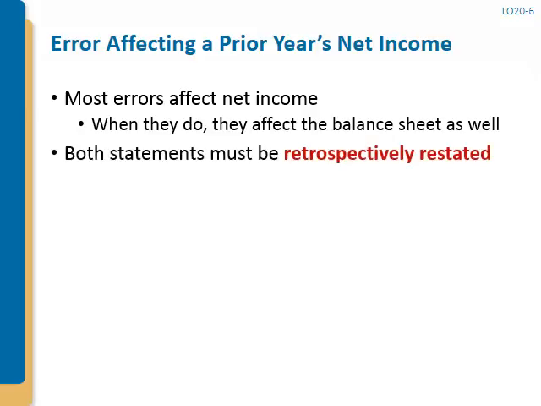Most errors affect net income in some way. When they do, they affect the balance sheet as well. Both statements must be retrospectively restated. The statement of cash flows sometimes is affected too. As with any error, all incorrect account balances must be corrected. Because these errors affect income, one of the balances that will require correction is retained earnings. Complicating matters, income taxes often are affected by income errors. In those cases, amended tax returns are prepared either to pay additional taxes or to claim a refund for taxes overpaid.